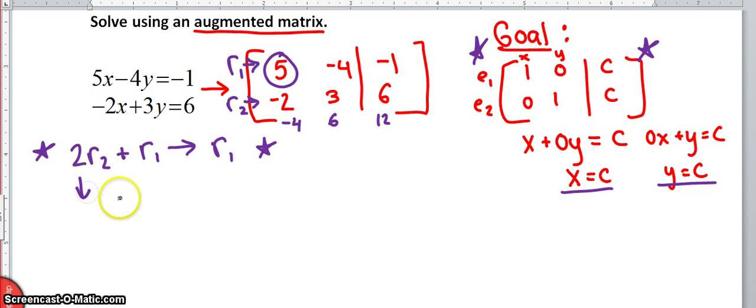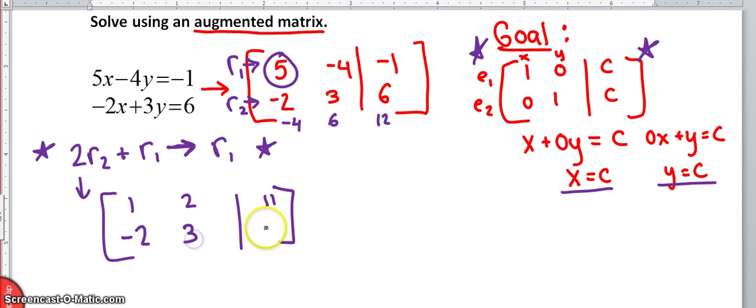So if I do this step here, and I add our row 1 with 2R2, well, 5 and negative 4 is 1, negative 4 and 6 is 2, and 12 and negative 1 is 11. Okay, so all you're doing is taking 2R2 plus R1 and replacing that with the old R1. So this went into the old R1. Everything else I'm going to leave the same because I haven't combined row 2 with anything. So now we have a 1 in our first position, which is what we needed.